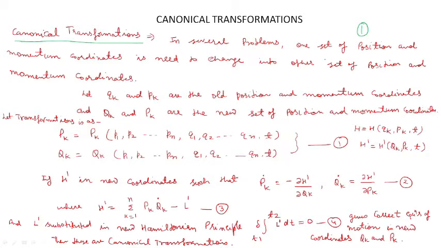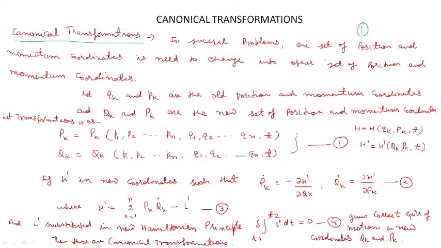Similarly here, the old set of position and momentum coordinates can be transformed into a new set of position and momentum coordinates. Let us say qk and pk are the old position and momentum coordinates, and capital Qk and capital Pk are the new set. Now we can write the transformation between the old coordinates and the new coordinates as capital Pk equal to Pk, a function of the old position and momentum coordinates and time. Similarly, capital Qk is equal to Qk, also a function of the old coordinates. Let us say it is equation number 1.